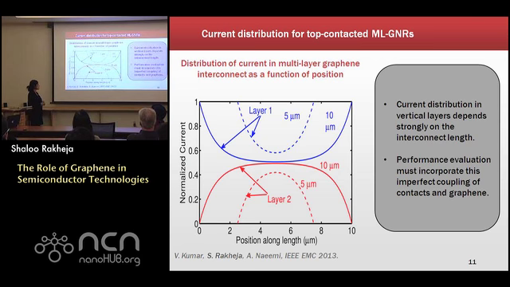So here is a MATLAB simulation of the distribution of current in a multi-layer graphene interconnect. We've considered two interconnect lengths. The dashed one over here is 5 micrometers, and the solid line is 10 micrometers. What you see over here is that the shorter the interconnect, the more non-uniform the current distribution is. You can explain that by saying that for shorter interconnects, the in-plane resistance is much lower, so the current really wants to flow in the top layer, and it doesn't really want to go into the bottom layer. And the take-home message is that the performance evaluation of these interconnects must incorporate imperfect coupling of contacts and graphene.